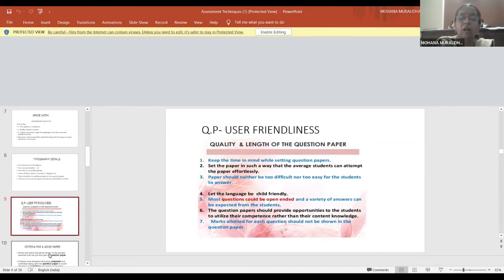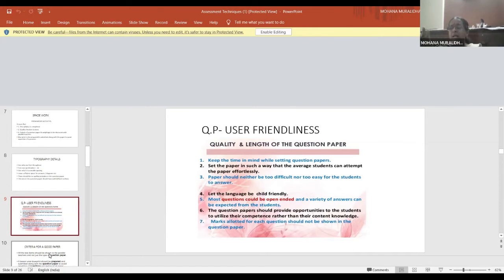Finally, marks allotted for each question should not be shown in the question paper. Generally, we give the marks. Otherwise, in mathematics, of course, marks, but for elaborate questions, 4 marks, the weightage of marks has to be mentioned. Accordingly, they will decide about the number of points.